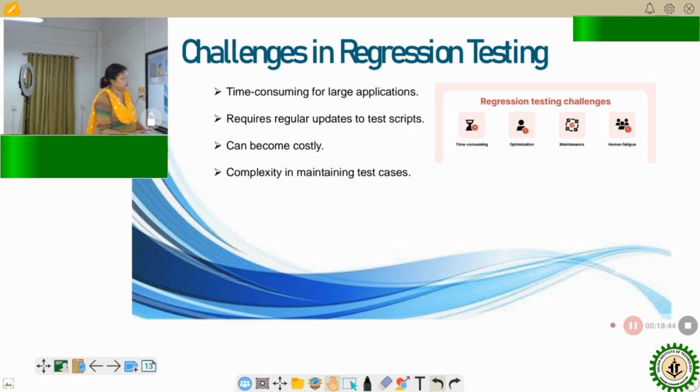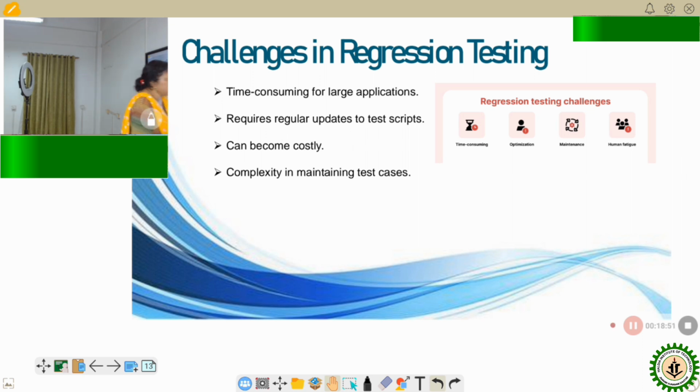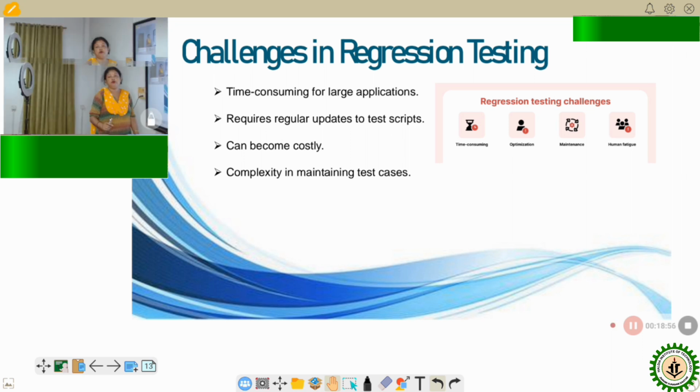Challenges in regression testing. There are many challenges: it is time consuming, needs optimization and maintenance, and causes human fatigue. It is time consuming for large applications, requires regular updates of test scripts, and is also very costly. There is complexity in maintaining the test cases.